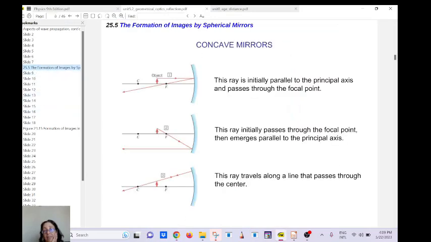So for ray tracing, you only need two rays. The ray that is parallel to the optic axis will bounce off the mirror and go through the focal point. The ray that goes through the focal point will bounce off and be parallel to the optic axis. And the ray that, for example, wants to go through the center here, and this is the radius, will bounce off and will not be deflected. So you have three rays, but you need only two to trace your image.